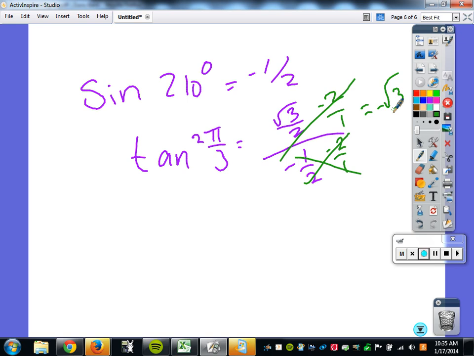Can somebody tell me what the tangent of 3 pi halves would be? It'd be undefined, because notice what is the y value at 3 pi halves? Negative 1. What is the x value? 0. I can't do that, can I?